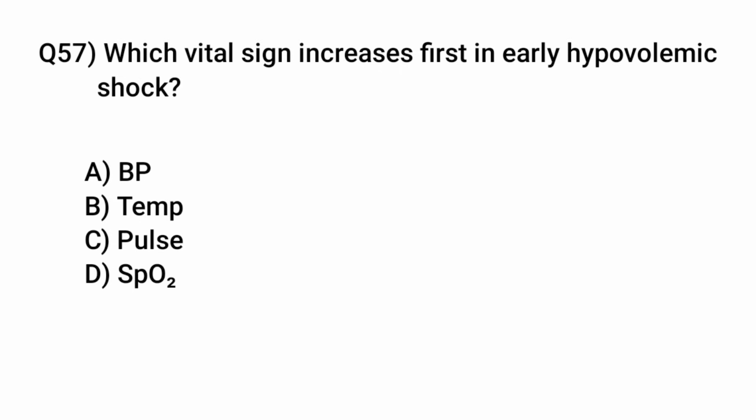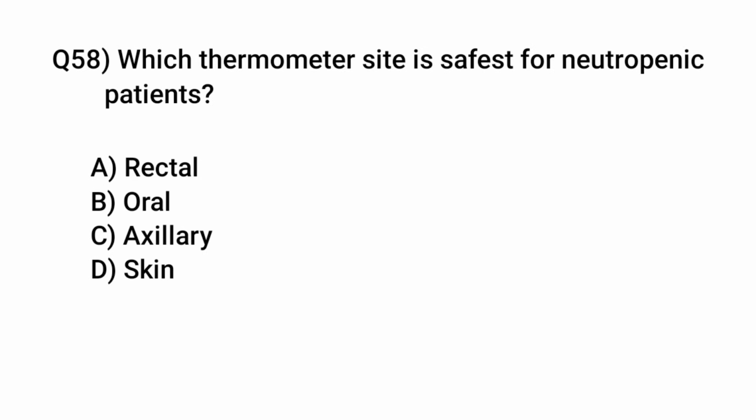Question number 57. Which vital sign increases first in early hypovolemic shock? Correct option is C. Pulse. Question number 58. Which thermometer site is safest for neutropenic patient? Correct option is D. Skin.